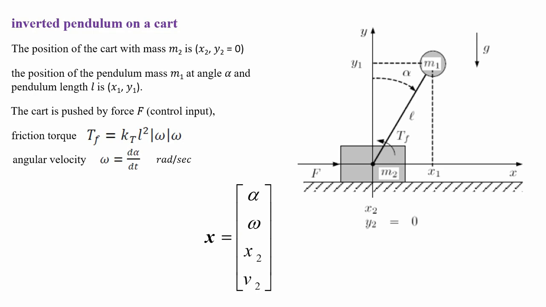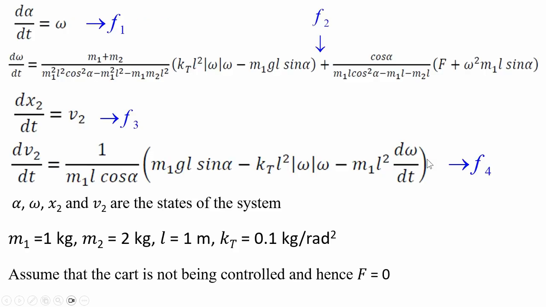Now, let us recall the inverted pendulum on a cart. It is shown in a very simplified diagram here. The mathematical model of this inverted pendulum on a cart is described by 4 states. The first state is alpha, which is the angle between the pendulum and the vertical axis, denoted by the y-axis. Omega is the angular velocity of the pendulum. x2 is the position of the cart on the horizontal surface. And v2 is the velocity of the cart. The model of this inverted pendulum is a nonlinear model, as you can see here in these 4 equations. This is a collection of ordinary differential equations.